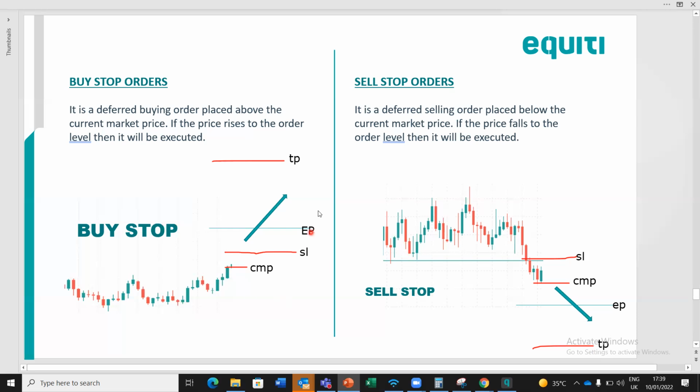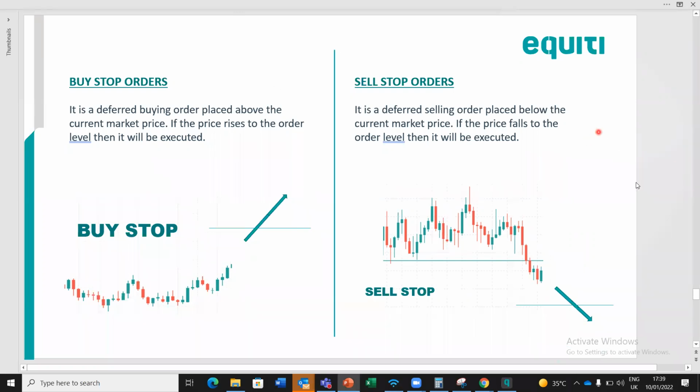All right, don't make a mistake. Take profit is above the entry price in buy orders, and then stop loss below the entry price, and this is for buy stop and sell stop. All right, for the sake of time, let's quickly move to explaining some more concepts.